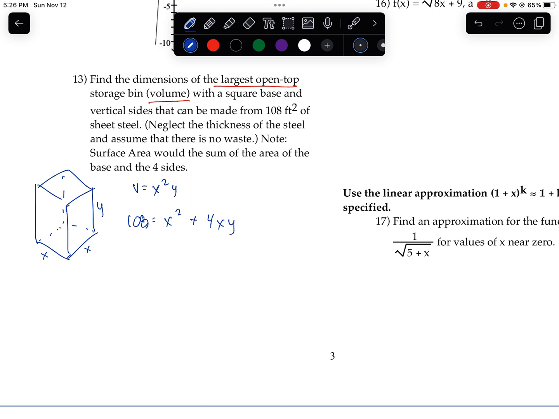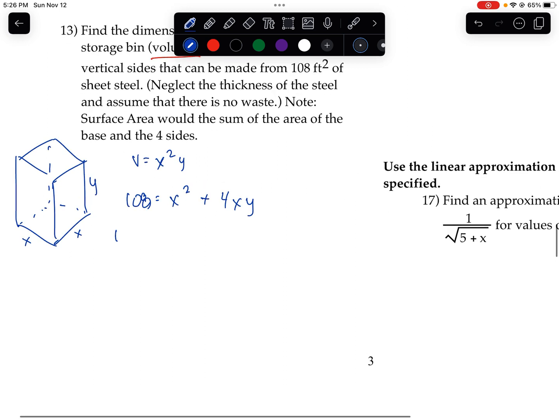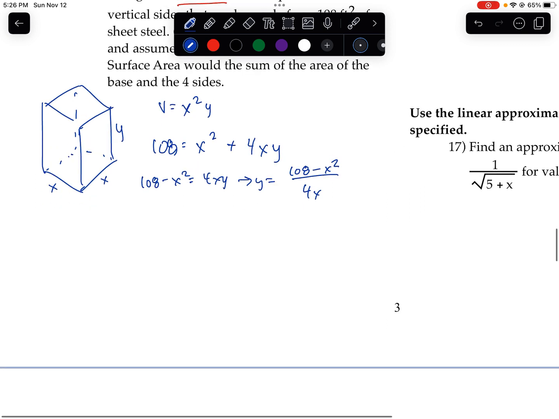Okay, so let's solve for y. We're going to subtract x squared, so we get 108 minus x squared is equal to 4xy. We get y is equal to 108 minus x squared divided by 4x. Not very pretty, but we'll take what we can get. So we're going to replace this right here with the y. So we get volume is equal to x squared times y, 108 minus x squared divided by 4x.